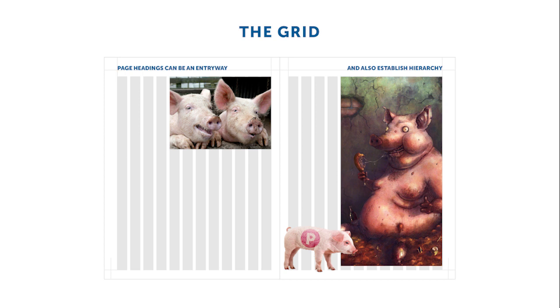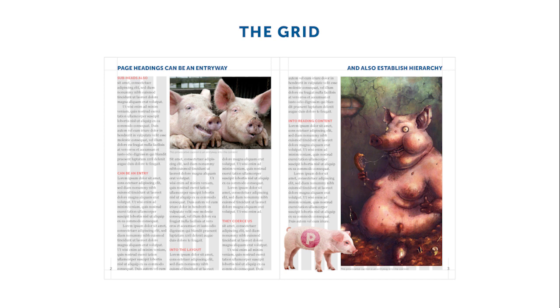And then here I've added some captions and page numbers. And then finally, here are the primary copy blocks. So you can see they fit very neatly into that structure. And you can see the grid may be gone, but the structure remains.